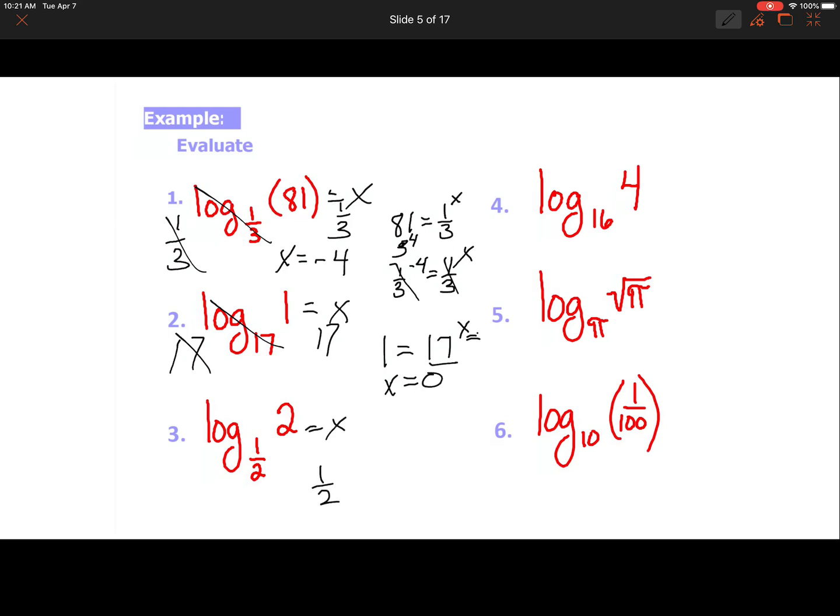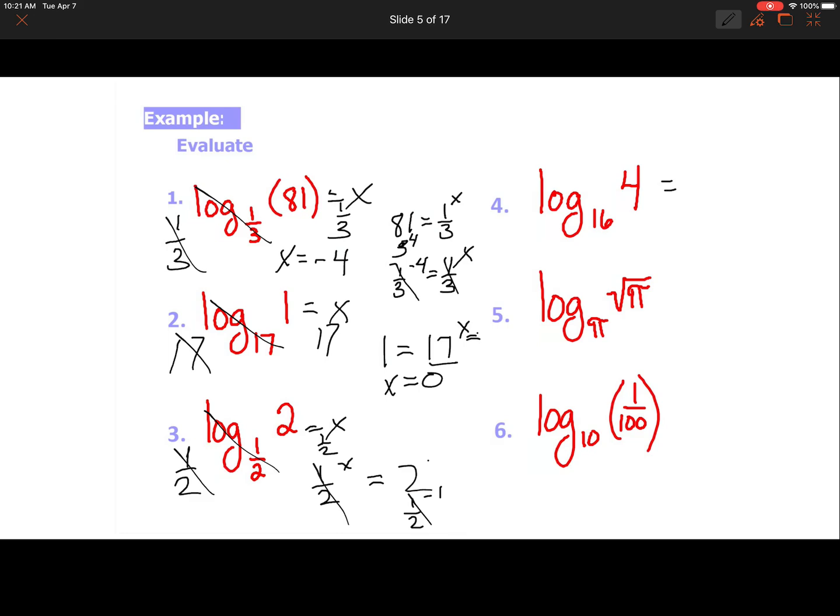This one down here, I get 1/2. I use 1/2 as my base. 1/2 to the x power is equal to 2. And then again, what we can do is maybe on this one, we go ahead and flip the 2 to the 1/2 and make it -1. Bases drop, x equals -1.